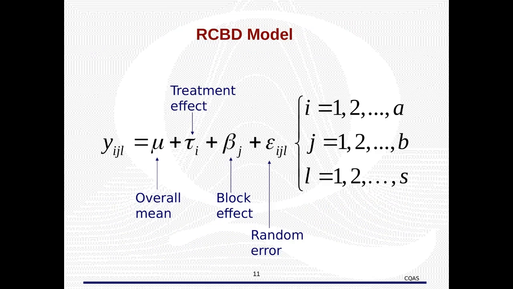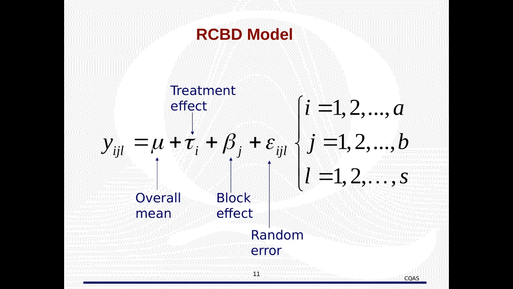Each observation can be decomposed into 4 additive components. First, we have the overall mean, which represents the baseline level common to all measurements. Second, we include the treatment effect, which captures the difference attributable to which specific treatment was applied. Third, we incorporate the block effect, representing the systematic variation introduced by the blocking factor.